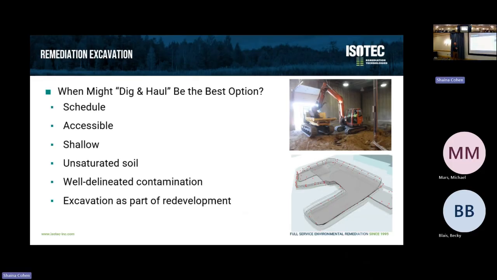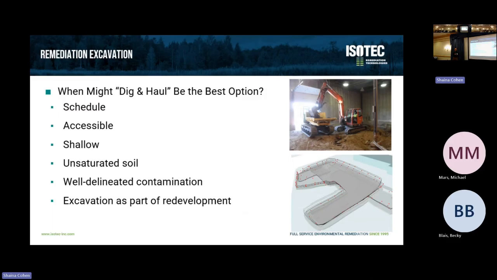Where dig and haul might be the best option? It's the schedule. Speed is one of those pieces. Is the contamination accessible? If it's shallow soil, that's often a better fit. Shallow soils sometimes are not a great fit for injection of fluids or even for heating. Unsaturated soil is a little bit easier than saturated soil for excavation. There's no dewatering component to it. And some of the best fits for excavation are well delineated contamination.